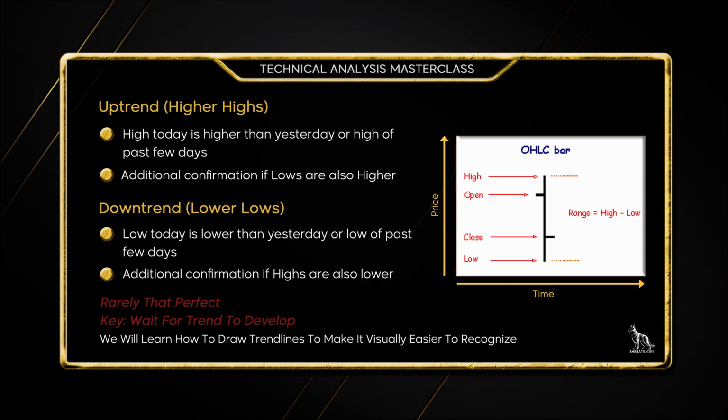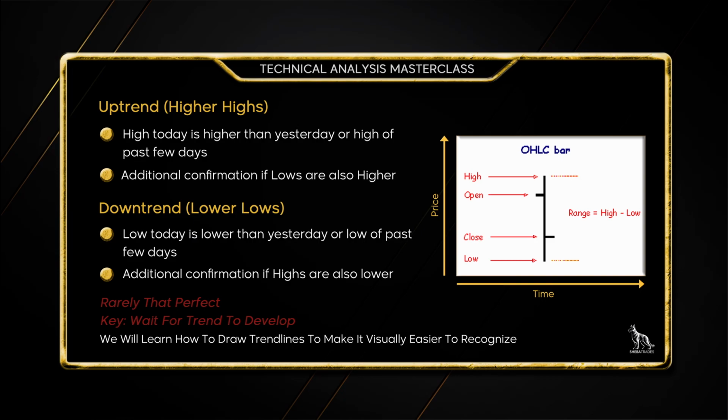By the same token, a downtrend would be lower lows, right? You're looking at the lows and are they going lower? Is the low today lower than yesterday, or lower over the past few days? And again, if the highs are lower too, so the highs and the lows keep trending lower, that's a strong indication that everything's going lower. And it's really that simple.